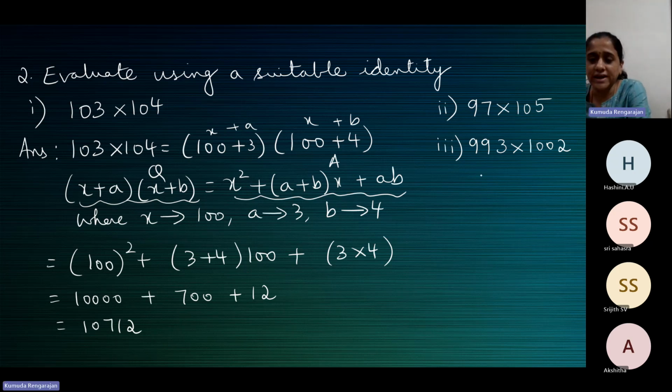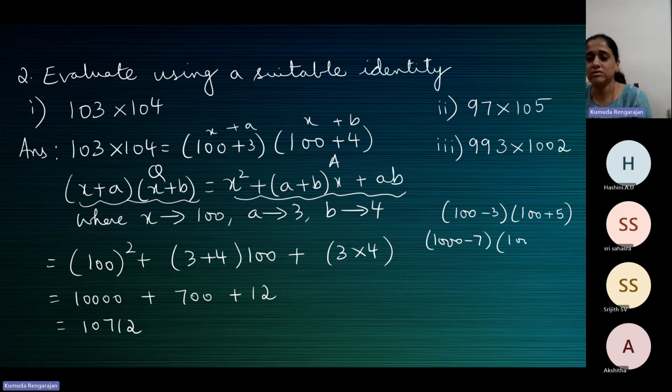So here you should write 97 as 100 minus 3. 97 is 100 minus 3. And 105 as 100 plus 5. And 993 as 1000 minus 7, and 1002 as 1000 plus 2.